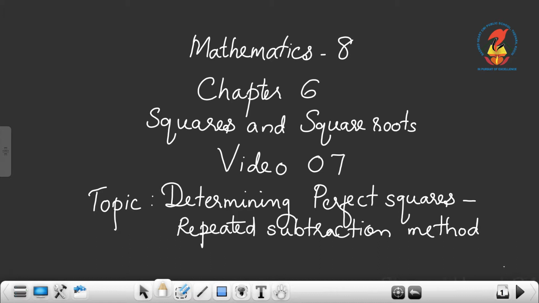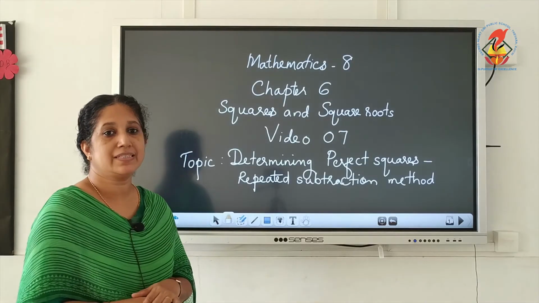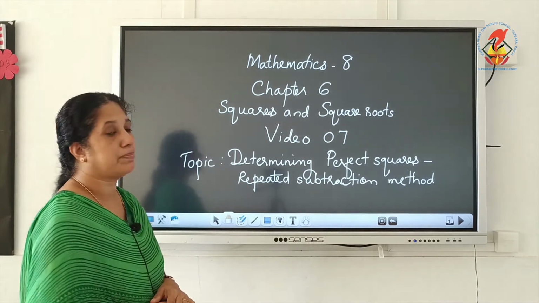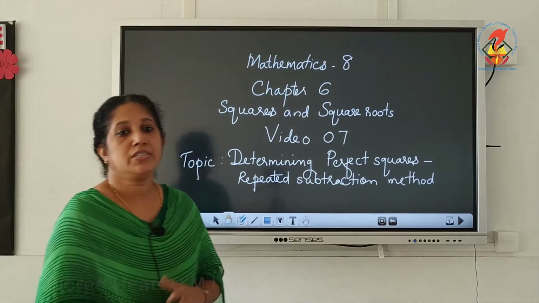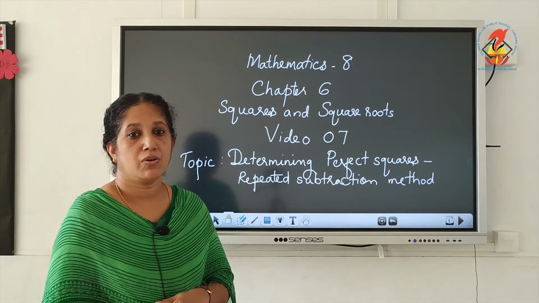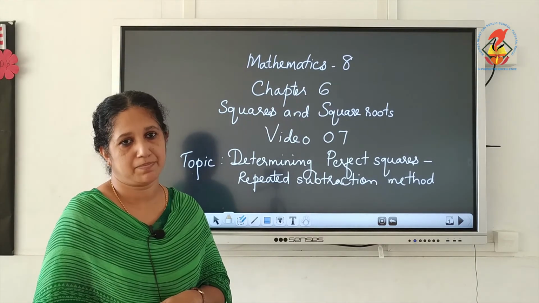Today we are going to discuss how we can find out whether a given number is a perfect square or not, determining perfect squares. Now, what is meant by a perfect square? Another name for the perfect square is a square number.